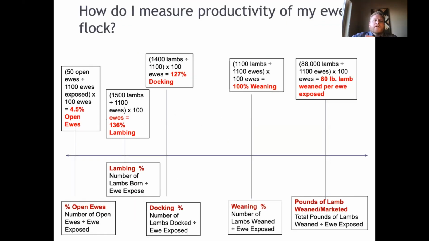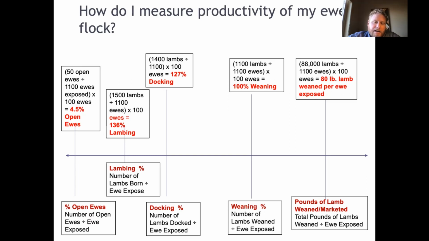Sometimes it's important to measure productivity by collecting various time points throughout the production year. Some of these measurements of productivity can help us make decisions to address these concerns. For example, we may often use open ewes or the percentage of dry ewes in our flock to estimate how effective our breeding program may be, or whether we have the presence of infectious agents in our flocks. Lambing percent, or the number of lambs born per ewe exposed, is another index of the reproductive efficiency of our flock.